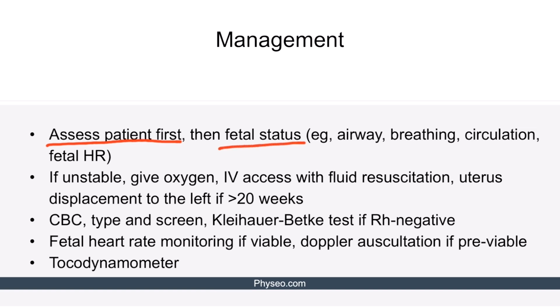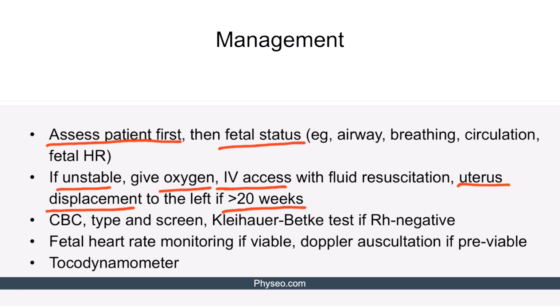If the pregnant patient is unstable, hypotensive, tachycardic, and/or hypoxic, start by giving oxygen, placing 2 large IV lines, and performing aggressive fluid resuscitation and placing the uterus to the left side if the patient is more than 20 weeks of gestation. Displacing the uterus to the left side is done because this can decrease compression of the IVC that can occur due to the large size of the uterus during pregnancy, encouraging better venous return and improving cardiac output.